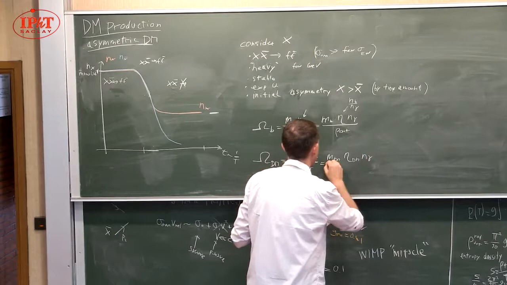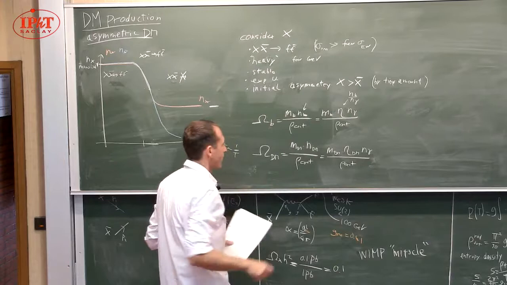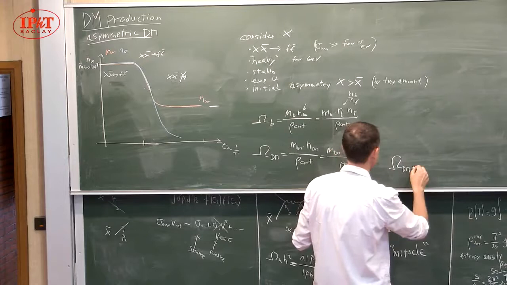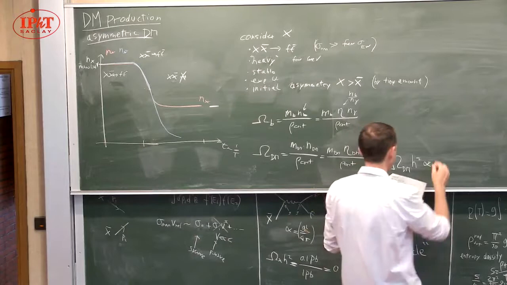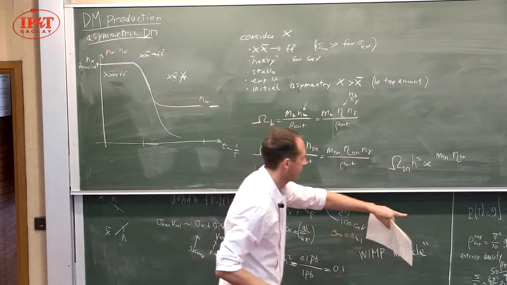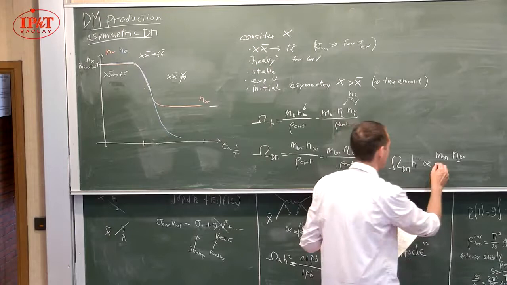Notice two things. Let me rewrite it here. I have that omega dark matter h squared, I could put an h squared somewhere, but it doesn't matter, is proportional to the mass of the dark matter times eta dark matter. And then if I plug in the number density of photons divided by the critical density, the numbers I gave before, rho critical is 1 times 10 to the minus 5 GeV per centimeter cubed, this gives me something like 2.6 times 10 to the minus 8.